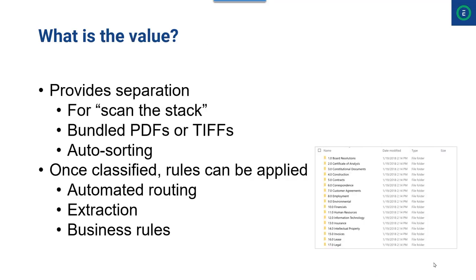Classification is an important requirement for the automation of separation or sorting of bundled document sets. It allows the system to know when one document ends and another begins. You can mix up invoices and purchase orders, and it will know the difference without separator pages.